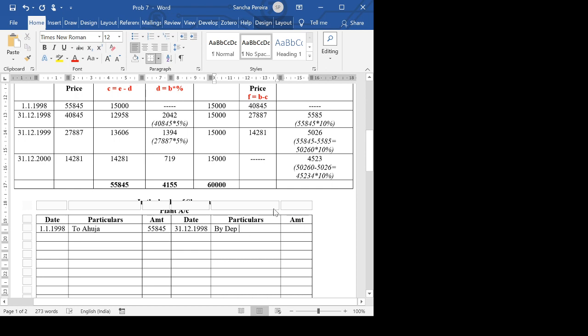Some of you find it easier, you can do it here itself, or if you find this better, it's up to you. This is not compulsory at all. You don't need to show this here. So you all choose what you want to do. Anyway, we have already calculated depreciation. It's 5,585. How did I say you can get it? Look at your balance here and multiply it by 10%.